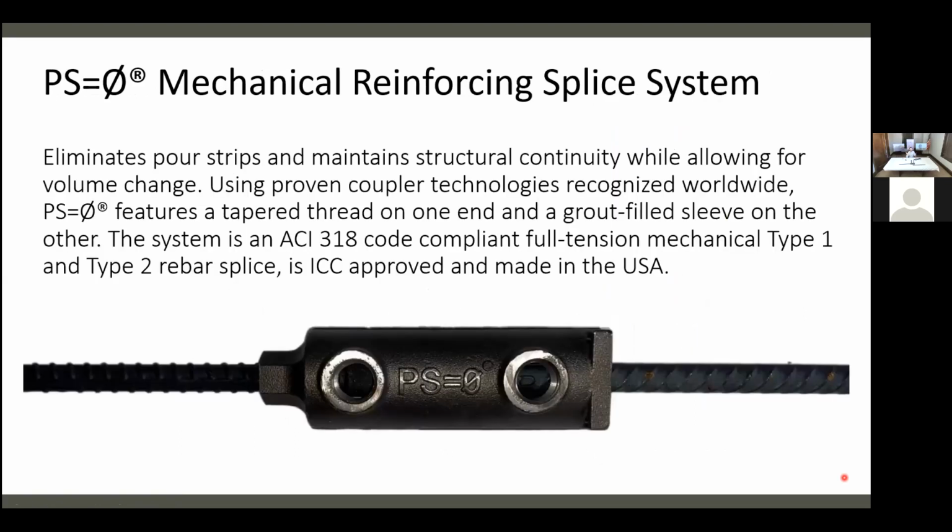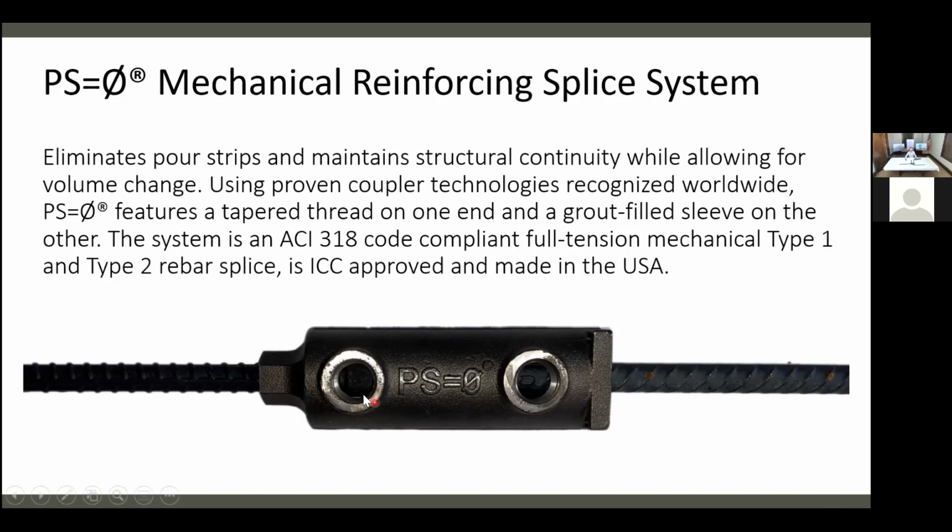So PS0 stands for Pour Strip Zero. What we're doing is we're giving an alternate pour strip here. We're still allowing for movement, but we're just coupling rebar. On the left-hand side, we use a threaded technology that's been around for more than 30 years. And then on the right-hand side, we use a grouted technology that's been around in precast concrete for more than 50 years. First used in some of the highest seismic areas like California, Hawaii, Japan, things like that. And we're just a rebar splice, ICC approved, ACI code compliant, full tension splice, just splicing rebar.